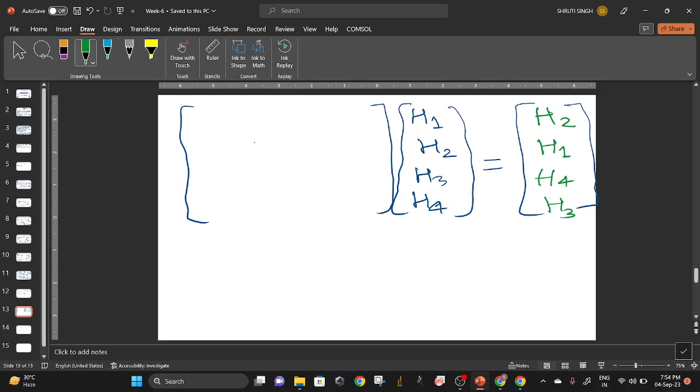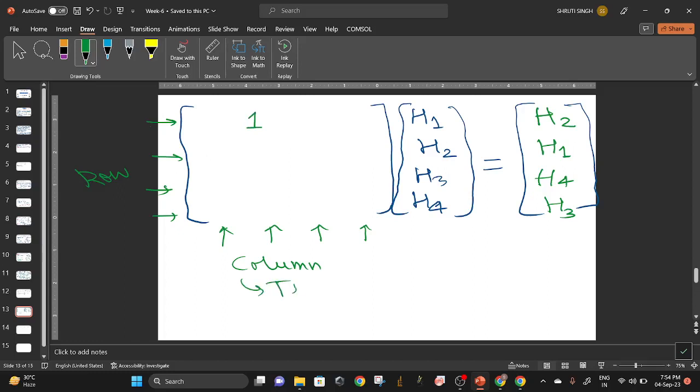So now my first row, there will be 4 rows and 4 columns. So let's see, this is my column and these arrows denote the row. Now my first row is for the transformation of H1. H1 is getting transformed to H2, so I will put a 1 here in the 2 part.